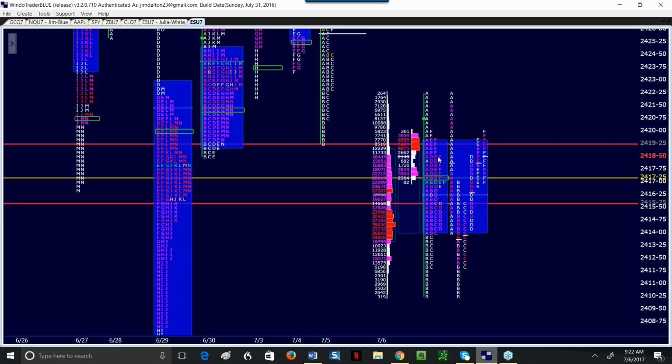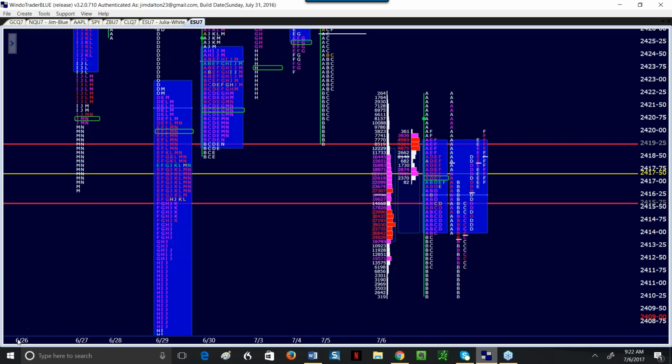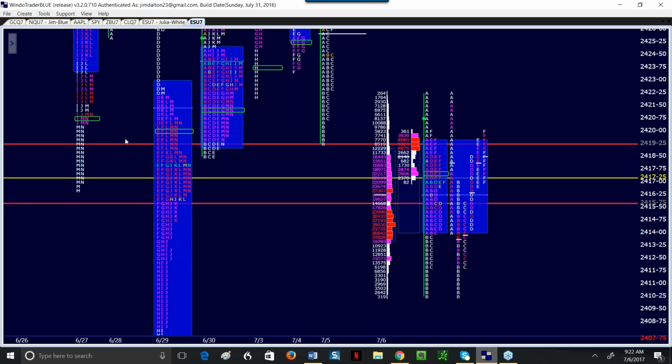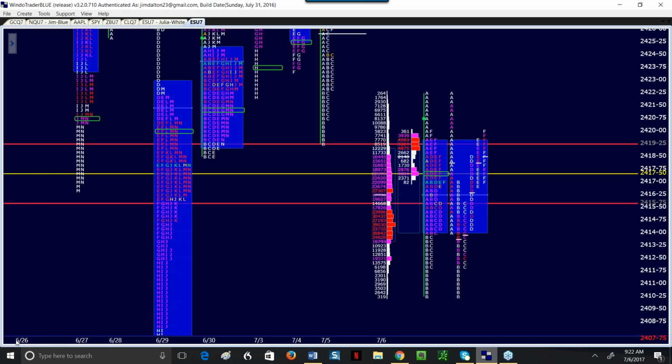It had a chance to rotate higher. When F period opened and traded down to this level, that lowered the chance of the point of control going higher. So the chance of having much upside continuation today has lowered considerably.